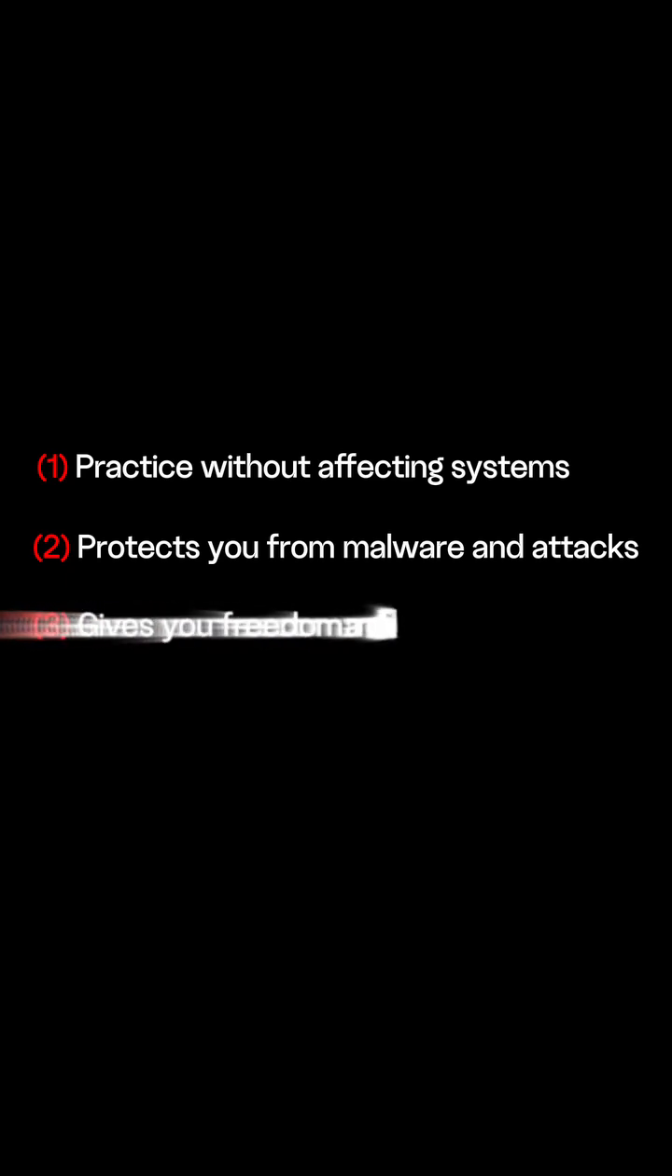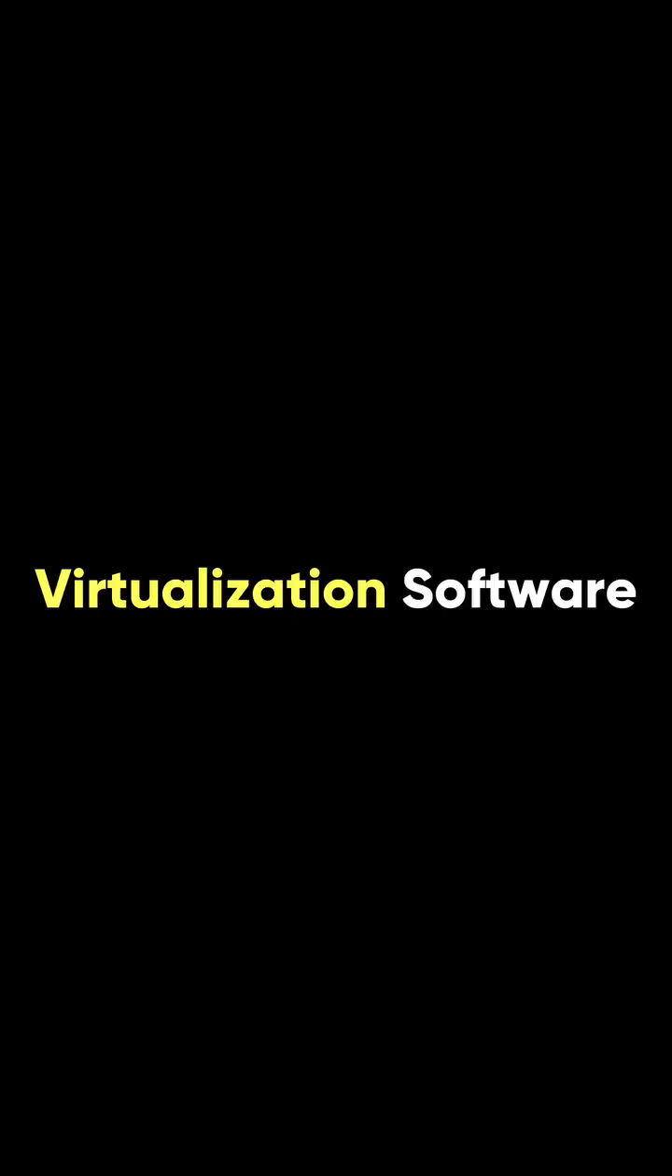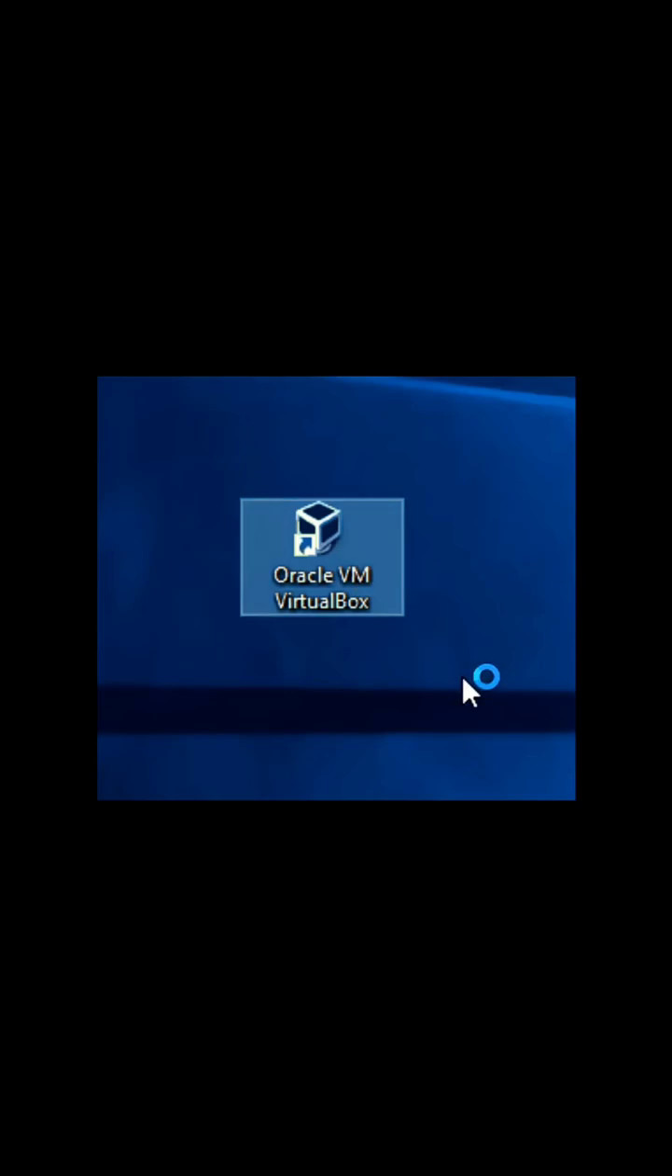It also gives you freedom and flexibility. A virtual machine lets you experiment and learn without fear of messing up your system. You can also create multiple virtual machines with different configurations and settings and switch between them easily. To create a virtual machine, you need a virtualization software, such as VirtualBox or VMware. These are free and easy-to-use programs that let you create and manage virtual machines. For this video, I'm going to use VirtualBox.